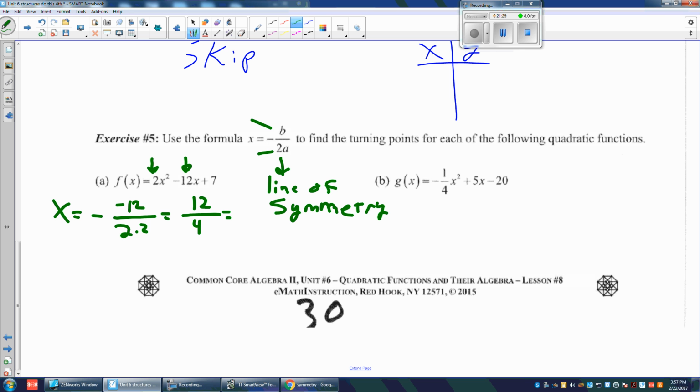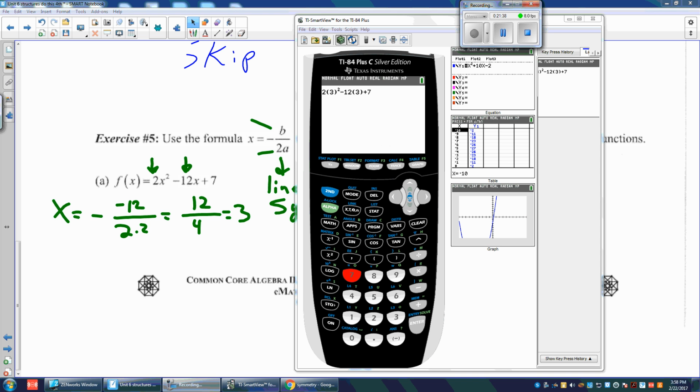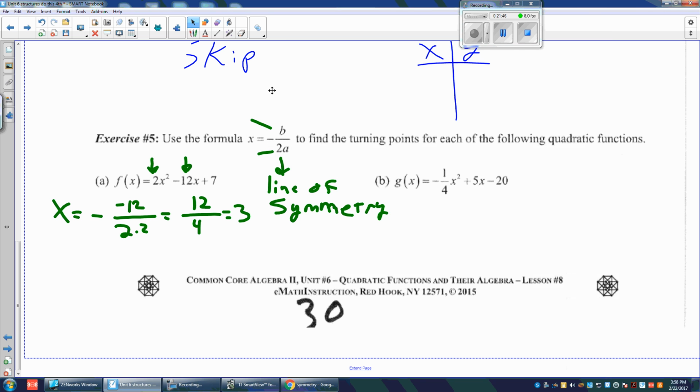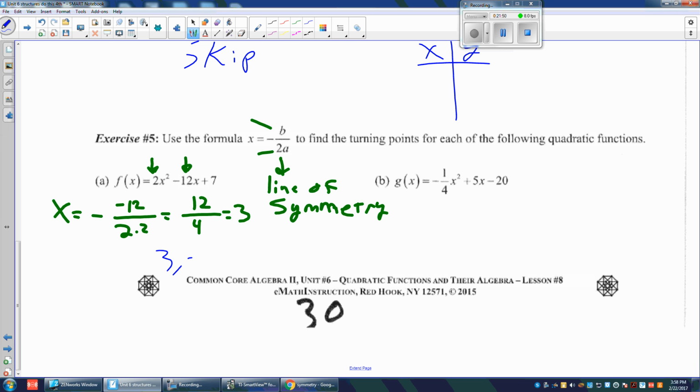Now, what do you mean that's the x coordinate? Well, it's 3. Now, how can I find the y coordinate? Plug it back into the equation. I plugged 3 in everywhere that was x, hit equals, and I got -11 for our y coordinate. So it's (3, -11). Zimba, we got it.